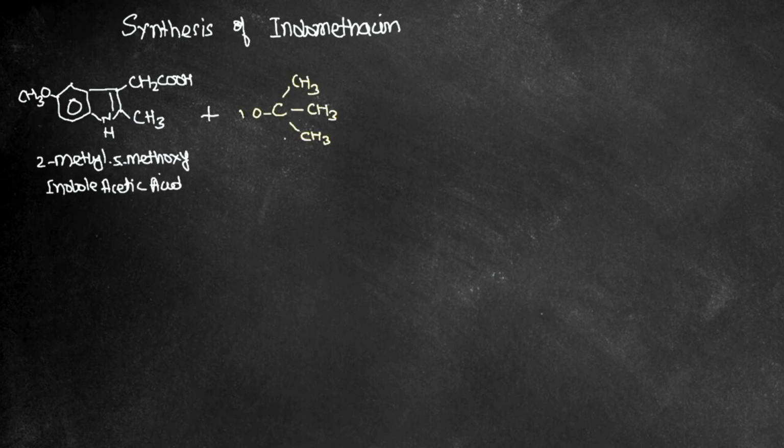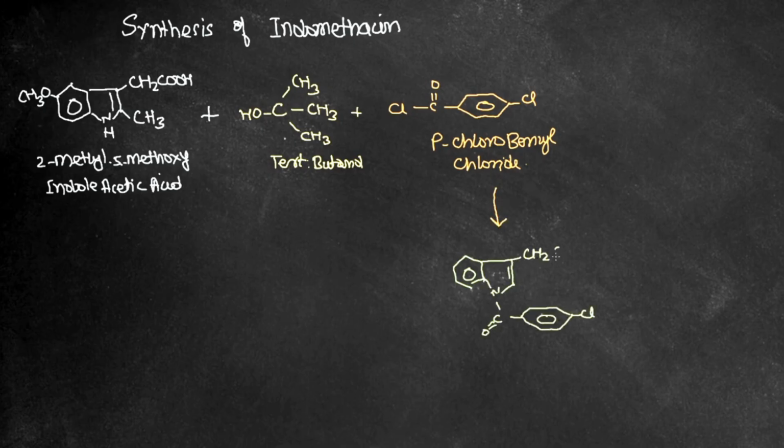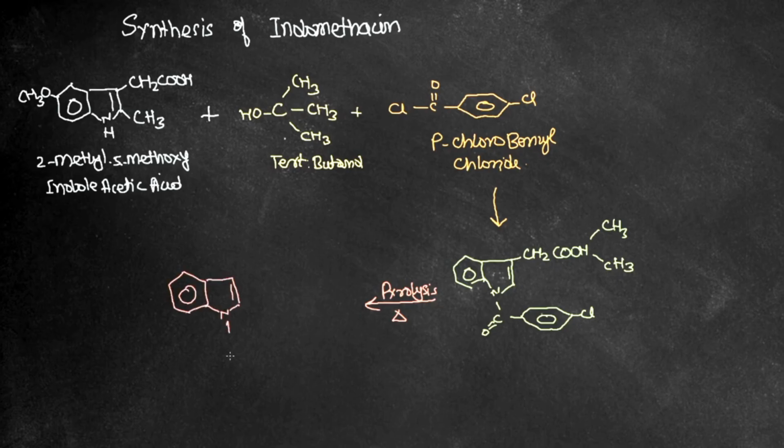This undergoes reaction with tertiary butanol, along with another compound known as para-chlorobenzyl chloride. These three undergo a reaction and form a condensed ring. The first one is the indole acetic acid, the second is the tertiary butanol, and the third is para-chlorobenzyl chloride. Now this undergoes pyrolysis and eventually forms the compound known as indomethacin.